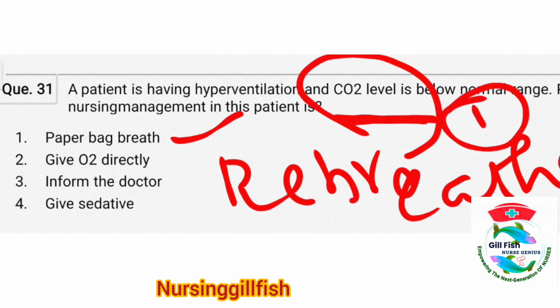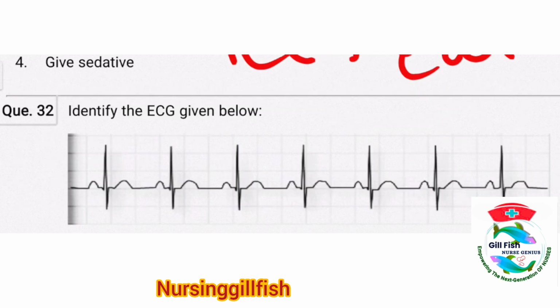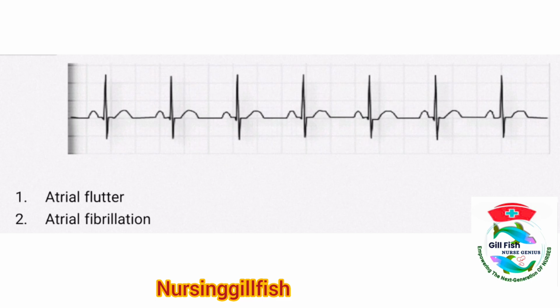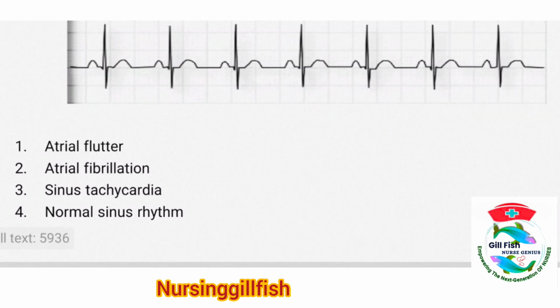Okay, fine. Next question. Identify the ECG given below. Option 1, atrial flutter. Option 2, atrial fibrillation. Option 3, sinus tachycardia. Option 4, normal sinus rhythm. How does it look? Can you see this? The picture looks like that. Were there any changes? How can we identify it?